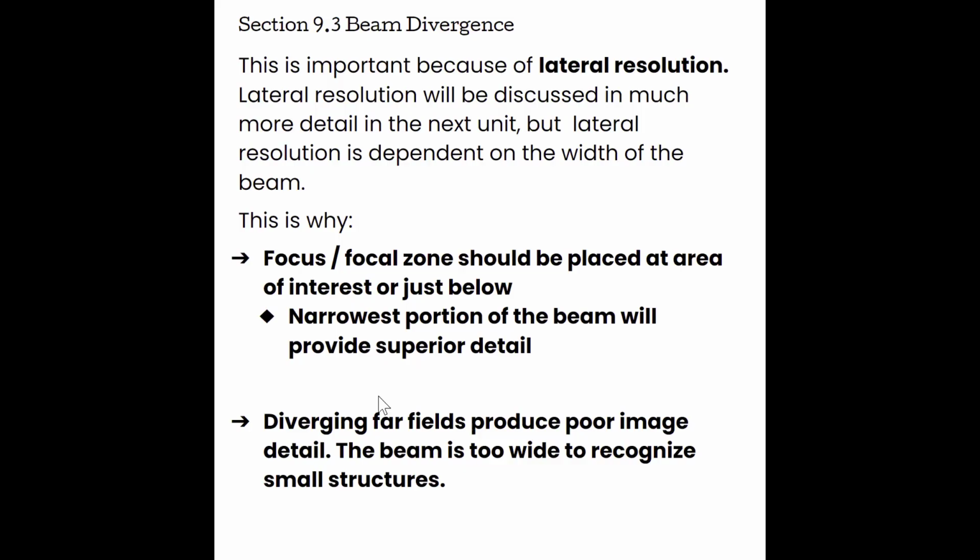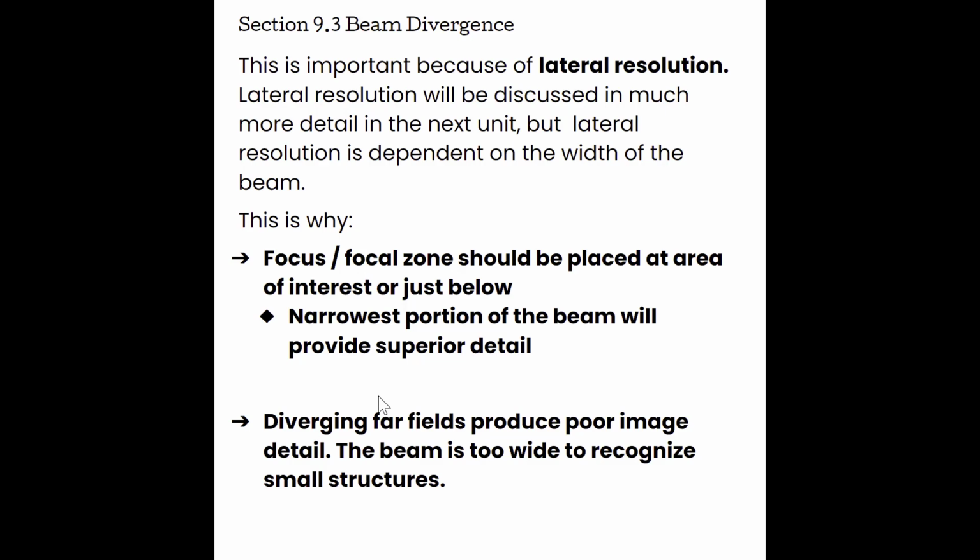The beam is just going to be too wide to recognize small structures and image them appropriately. So when we choose high frequency transducers, we're going to have less divergence, which means that is going to give us better detail with that high frequency transducer. Going to a low frequency transducer, we learned, helps us with penetration. The attenuation is much, much less than a high frequency, but then we have the trade-off of losing detail in our images in that far field.